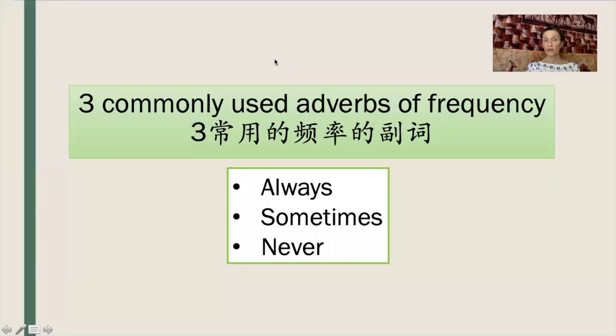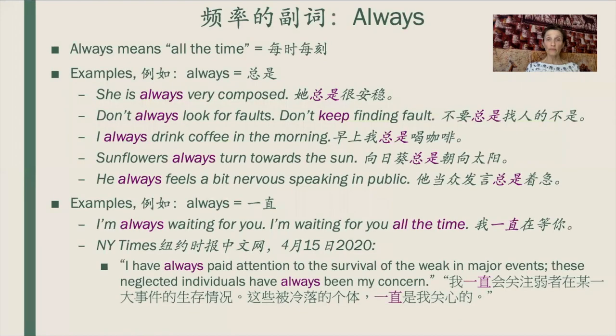Let's move on. I want to talk about three of the adverbs of frequency, 常用的频率的副词, commonly used adverbs of frequency. It's not simple, but maybe it'll help you know how to say things that you want to say to people. Always. Always means all the time. 每时每刻.